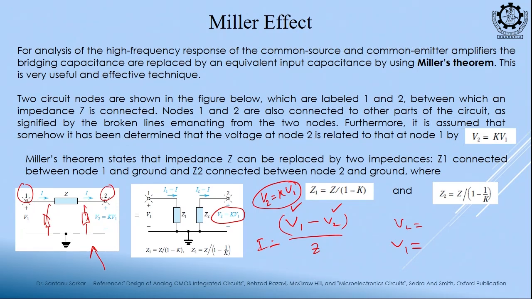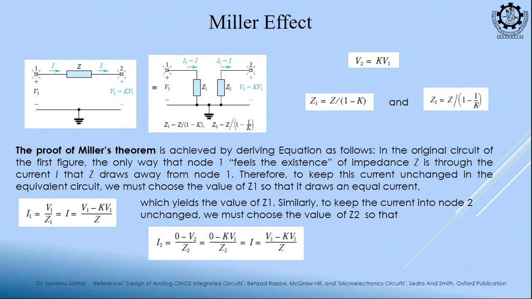Now, what is Miller's theorem telling? It gives a way to replace this Z with input impedance Z1 and output impedance Z2. Now, what happens? No bridging impedance. So my equation gets simplified, and he has calculated these values and told us that Z1 should be Z by 1 minus K and Z2 should be Z by 1 minus 1 by K. Now, let us see how these values come, the proof of Miller's theorem.